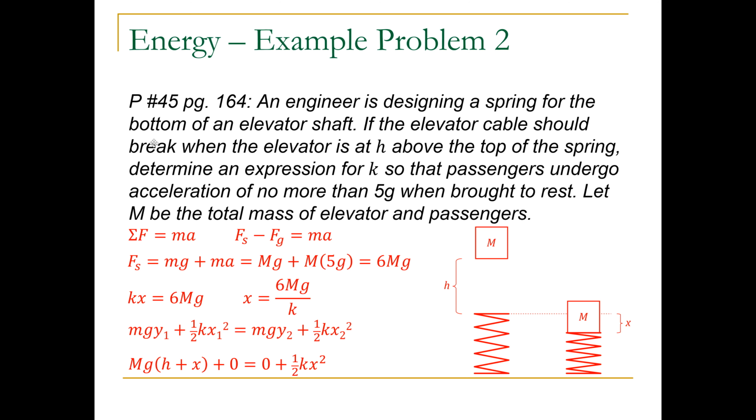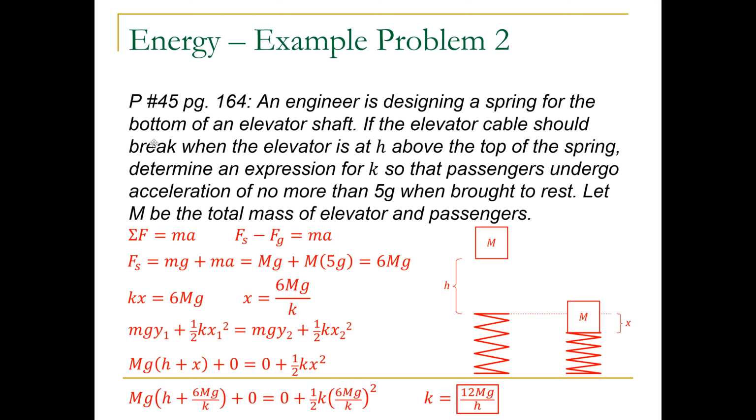And it may help us to set our final gravitational potential energy equal to 0. We have to be a little careful. The amount that the mass falls is not just equal to h, but it's equal to h plus x, right? That's the total distance that it falls. So we have mgy1, which is h plus x, equaling 1/2 kx squared.